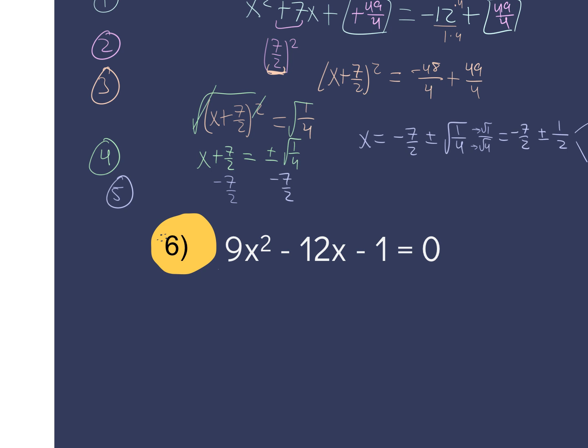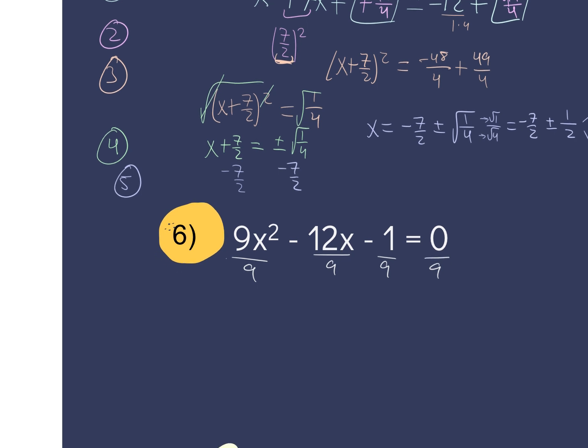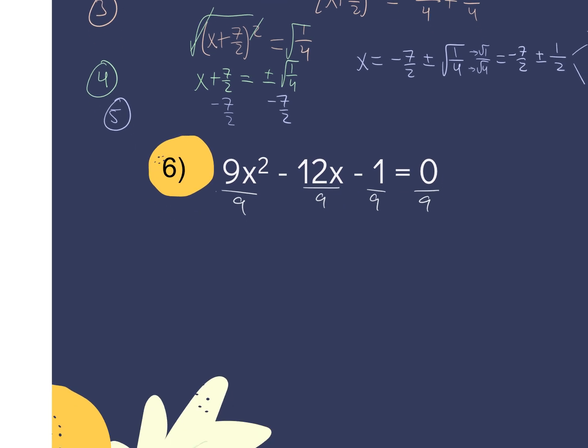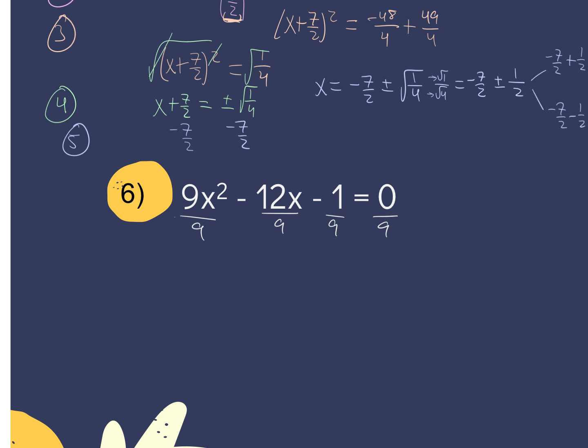So the first thing that you want to do, the actual first thing, is divide the 9 everywhere. Completing the square only works, at least in this case, when your first term is just an x squared. So that's actually the first thing you want to do, is rewrite the entire problem. So divide by 9 everywhere. Then 9 and 9 cancel out, and then we get x squared minus, and then 12x over 9 simplifies to 4 over 3x, and then minus 1 over 9 equals 0 over 9, which is just 0.